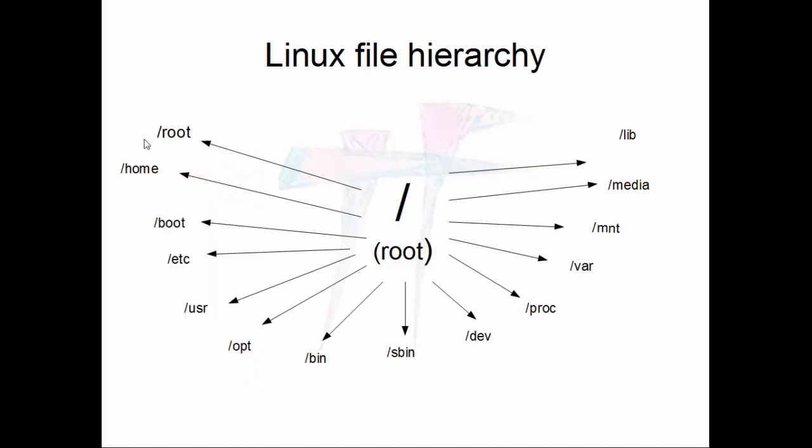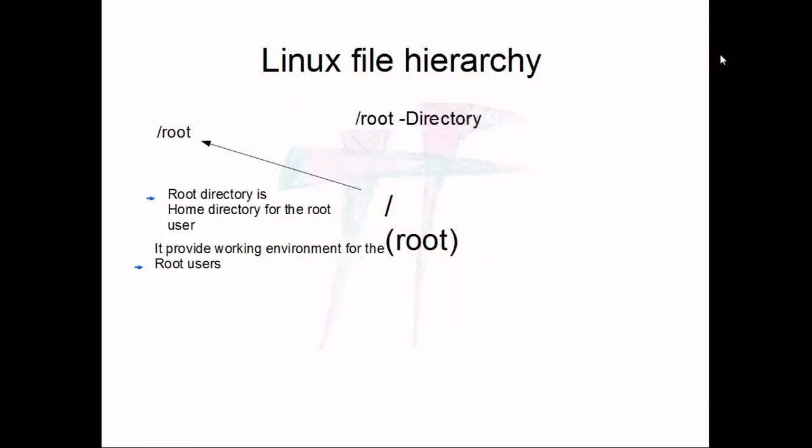So here, first of all, this is the root. Under root: home, boot, etc, usr, opt, bin, sbin, dev, proc, var, mnt, media and lib. I will also explain about these partitions. First of all, we are going to see root.